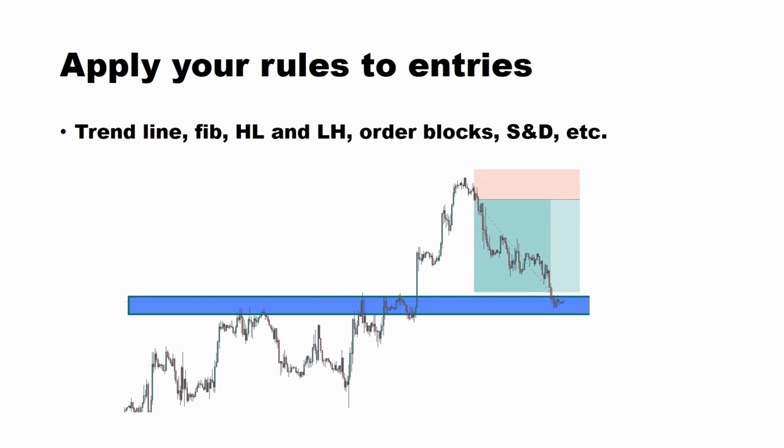Are you using trend lines to take your trades? Are you using a Fibonacci to take your trades? Are you waiting for a higher low or lower high to be broken? Are you using order blocks? Are you using supply and demand? You need to have rules. You need to have a set of rules that you use to take your trades every time. Your set of rules must be the same. You cannot keep changing here and there, right?